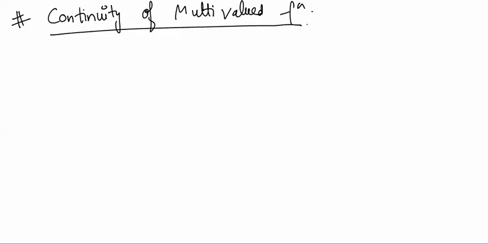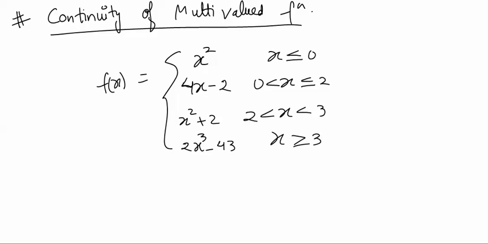For example, there is a function which is not defined in a single domain. There can be multiple domains of that function. For instance, let us say there is a function f(x) defined as: x square when x is less than or equal to 0, 4x minus 2 when x is between 0 and 2, x square plus 2 when x is between 2 and 3, and for x greater than 3 it is 2x cube minus 43. This is the general function which I have taken, and you have to check continuity. Let's take this as an example.